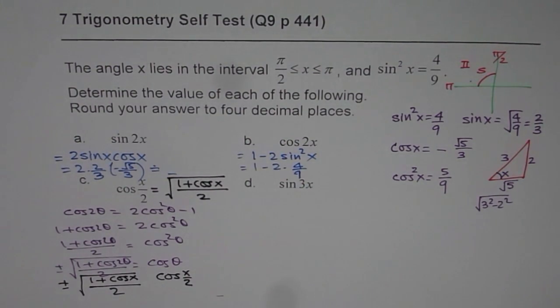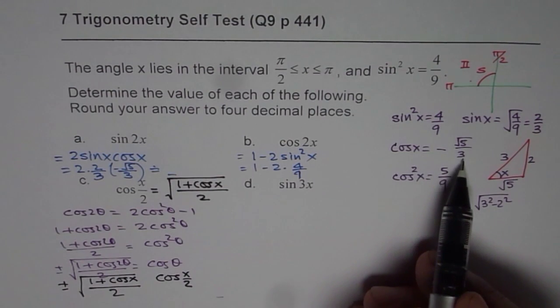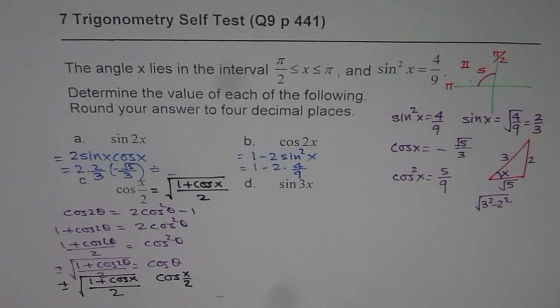You get the idea. So with this formula we can actually find cos x by 2. We already know what cos x is, which is this much. You can take decimal values and figure it out. So I'd like you to substitute the value in this and find the answer, correct?